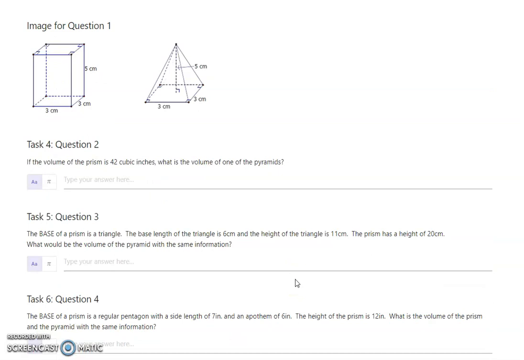So at this point, if you made any mistakes in your thinking, I would suggest you go back and correct problems 2, 3, and 4, and then come back to the video when you're ready to continue.